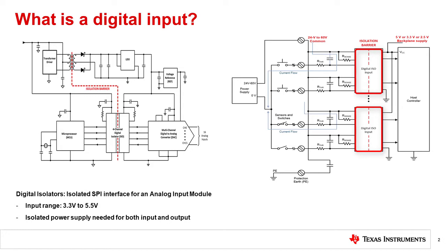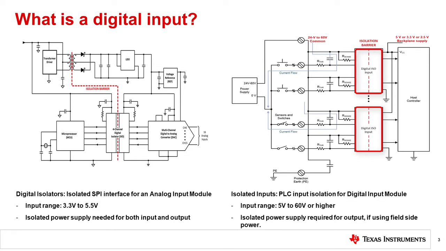Isolated digital inputs serve the function of providing galvanic isolation from a sensor input or other input type to a logic output. Instead of functioning in the signal path between two digital components like the digital isolator, the digital input is actually designed to receive a wide range of input signals from field-side inputs, like the one shown here in a programmable logic controller design. The digital input interfaces with field-side input signals and sensors in the case of the digital input module, and has an input range of 5 to 60 volts, or sometimes even greater.